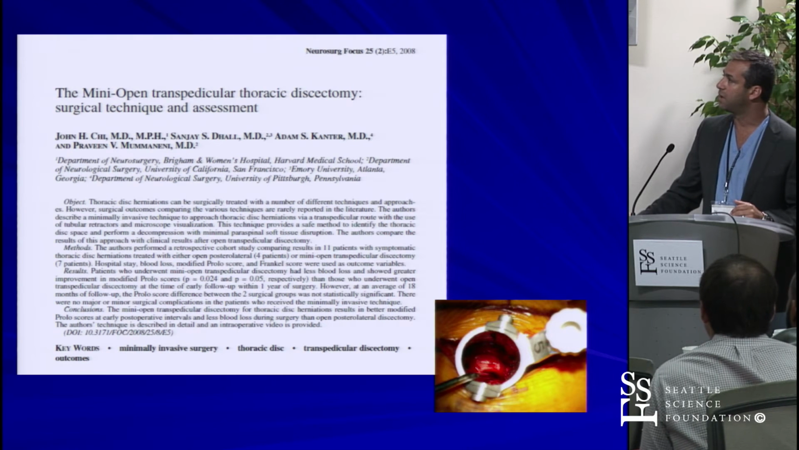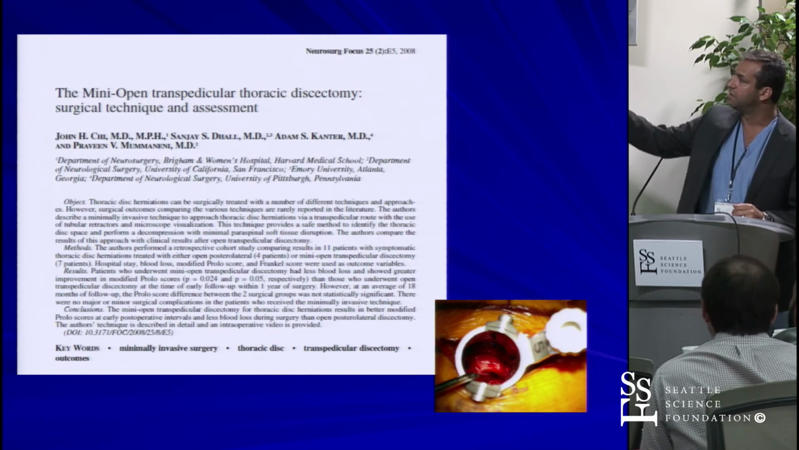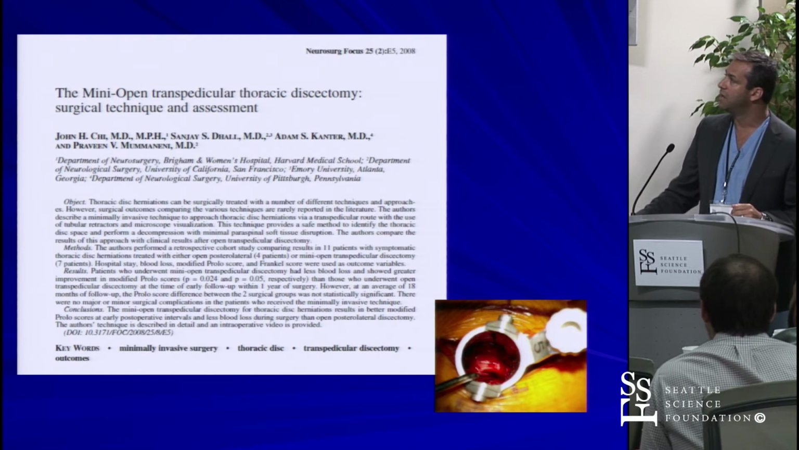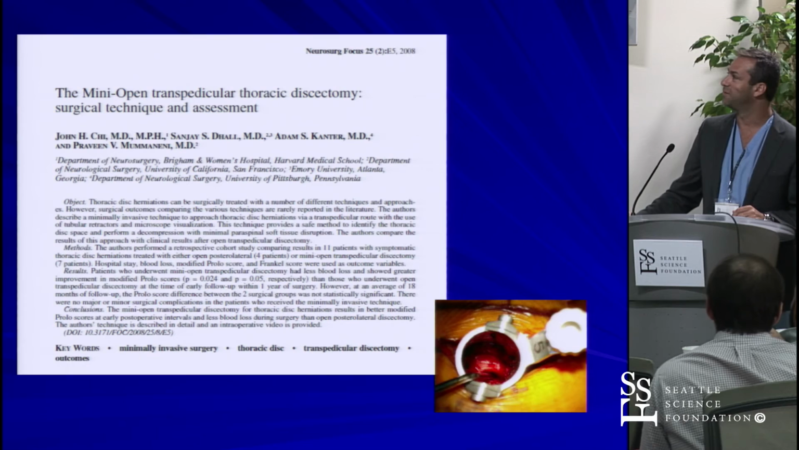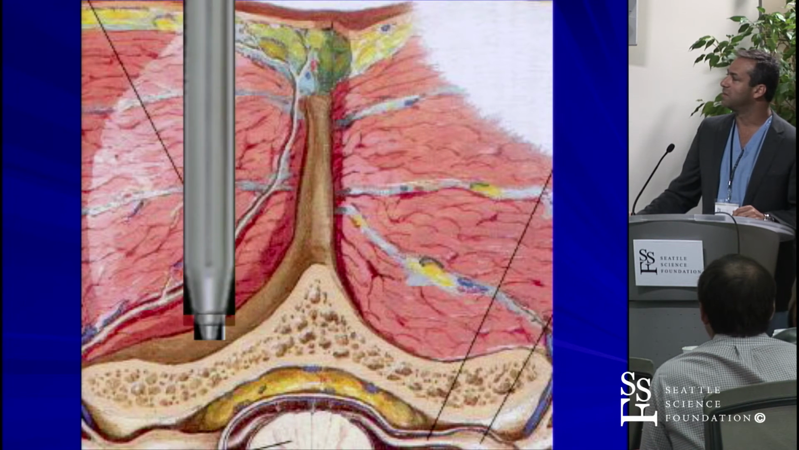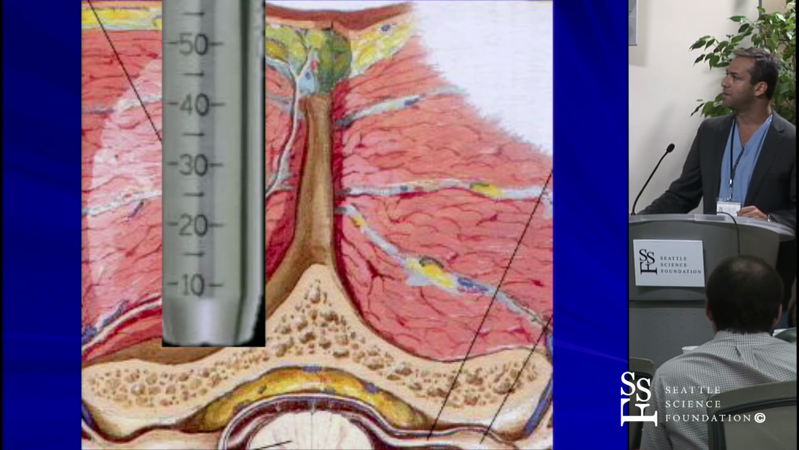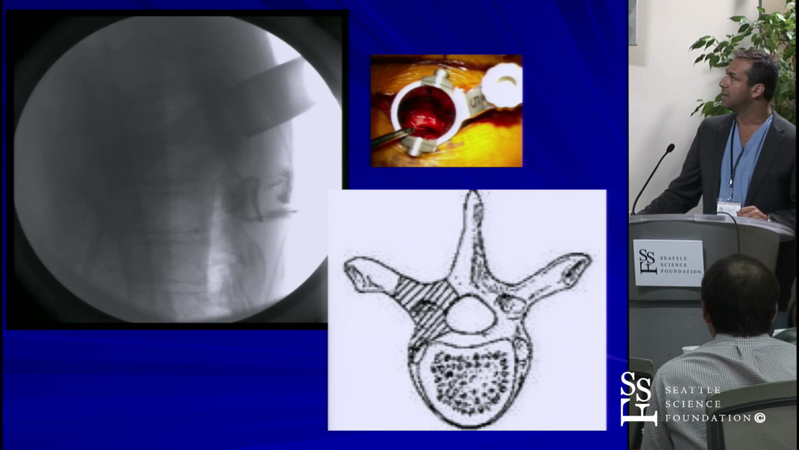This is a paper with Praveen here. This was when I did my fellowship in 2007 with Praveen, and you can see here, this is a paper we wrote up on the mini-open transpedicular thoracic discectomy, surgical technique and assessment. Every time we dropped the tube and no one else had reported it, we were writing it up. So this is why you have this report. You'll have a few others, but excuse the simple animation here. And it's not specifically that you're dropping it straight down, but the bottom line again, you're dropping serial dilators down. You're landing at the front.